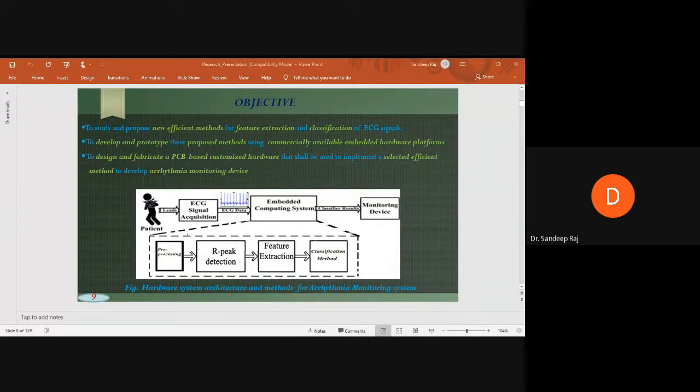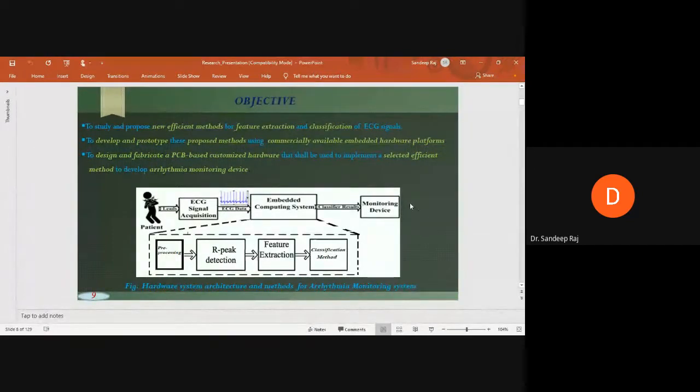In this figure, we can see that the ECG signal is gathered through the ECG leads, and the data is fed to the embedded computing system. This is typically an ARM-based microcontroller. In this, we have done the pre-processing or filtering of the ECG signals, R-peak detection, which we were talking about with the QRS wave, and then the feature extraction and classification. All this has been programmed and put into this embedded computing system. Then the results of all these stages are displayed on the monitoring device, which in our case is a 16x2 LCD or 7-segment display. We have taken both for displaying the classes of ECG signals. We will see this at a later stage.